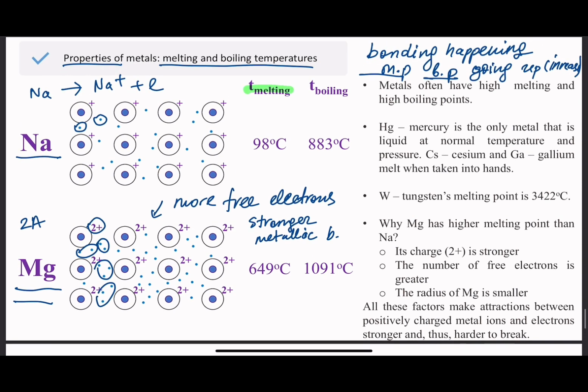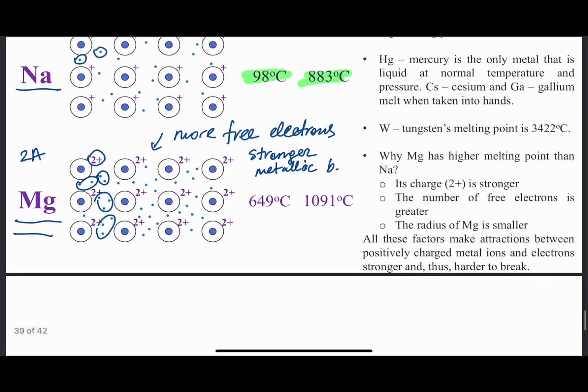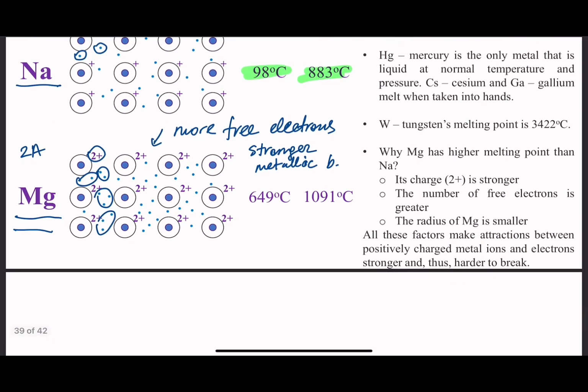And look at the temperatures. The melting point of sodium is 98 degrees, and the boiling point of sodium is 883. Now look at magnesium. Its melting and boiling points are higher. It is all because of the stronger metallic bonding. Okay?